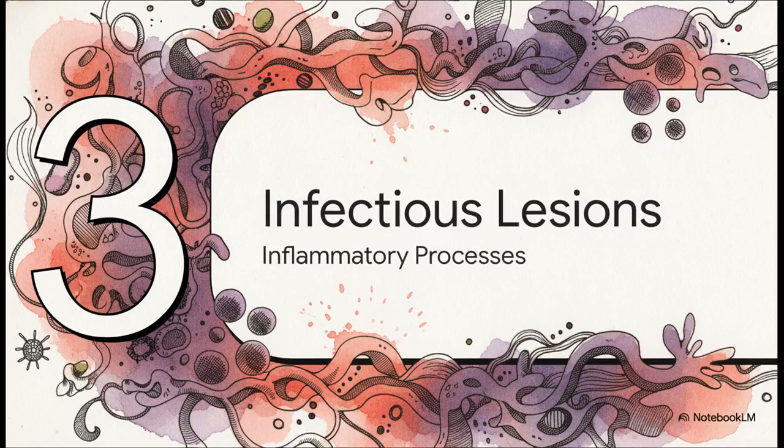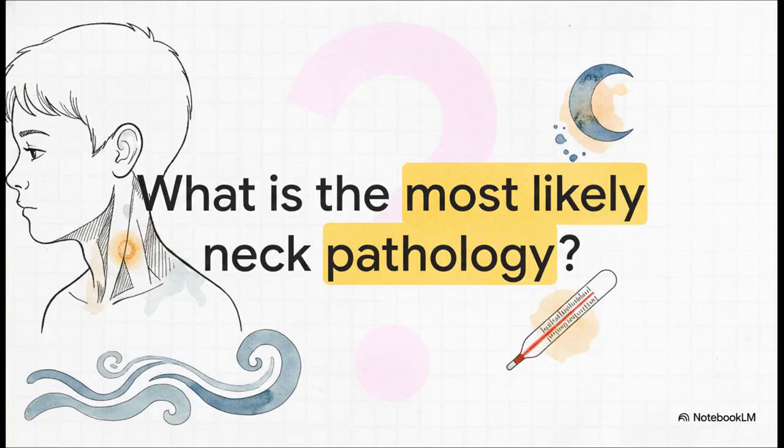Section 3. Infectious lesions. Let's dive into inflammatory processes. You've really got to pay close attention to the systemic symptoms on this one. A 12-year-old boy comes in with a minimally tender mass on the anterior border of the sternocleidomastoid. But notice the constitutional features. He's got malaise, and very specifically, a low-grade evening fever.